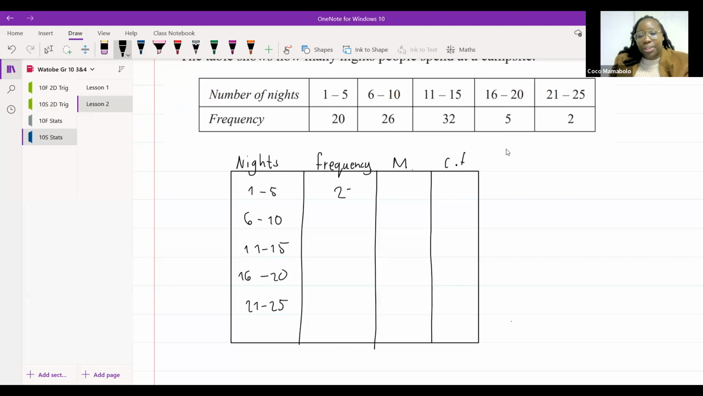So we've got the frequencies 20, 26, 32, 5, and 2. Now, in order for us to figure out the mean over here, we're going to have to find the average of each of these nights. So what we're going to do, guys, is add both of these together and divide by 2. To find the midpoint, we take the bigger number minus the smaller number divided by 2. In the case of this first one, I'm going to take 5 minus 1 divided by 2.